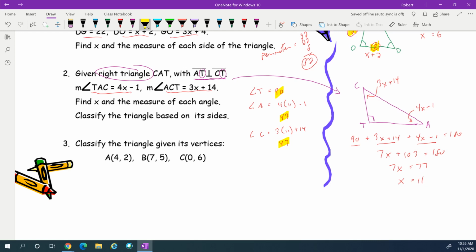And finally, we were told classify the triangle based on its sides. Well, we already know it's a right triangle. They're not asking us that because they gave us that in the question. But now that we know all the angle measurements and all the angles are different, we can say that all the sides are different, and this is a scalene triangle.